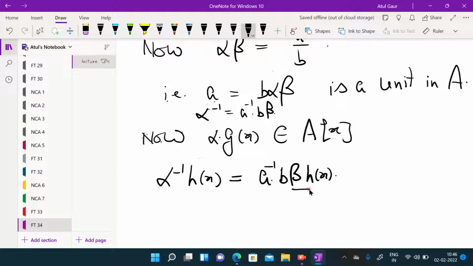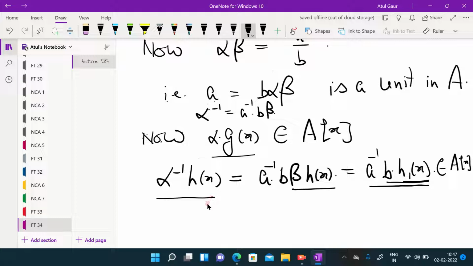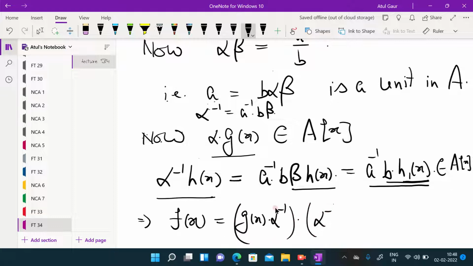Now look at this. Beta dot h(x), where is it? It's a inverse b h1(x). Beta dot h(x) तो h1(x) था ना. तो ये है A[x] में, ये प्रोडक्ट भी A[x] में गया. a inverse यूनिट है A में, तो ये भी A[x] में गया. Is that fine? So go back to the definition. I was looking for a unit element in K such that alpha dot g(x) is an element in A[x], alpha inverse dot h(x) is an element in A[x], and तो ये फैक्टराइजेशन हो गया. f(x) is g(x) dot alpha inverse, it's an element in A[x], alpha, sorry, g(x) dot alpha.